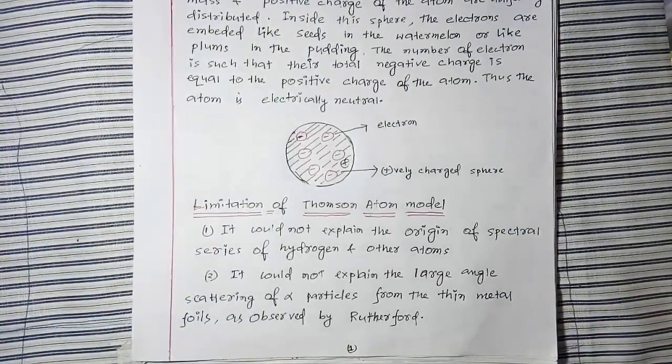So in the Thomson model we have some drawbacks, right? And what are the drawbacks of the Thomson plum pudding model? It could not explain the spectral series of hydrogen and other atoms. Now what is this series?